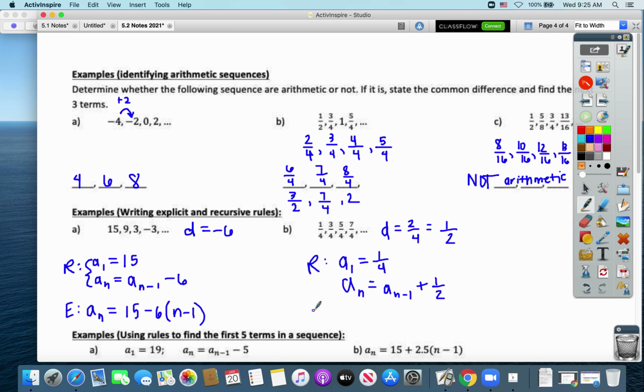And then our explicit rule, we just write a sub n equals, plug in our first term, which is 1/4, plus plug in our common difference, 1/2, times n minus 1. Okay, so we came up with the recursive and explicit rules for that one too.